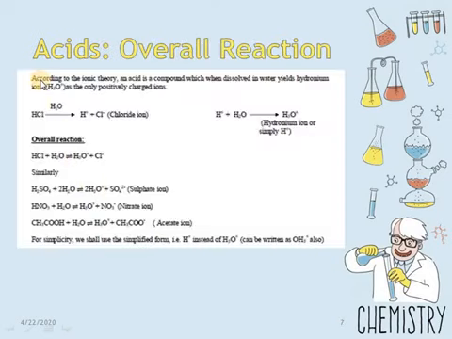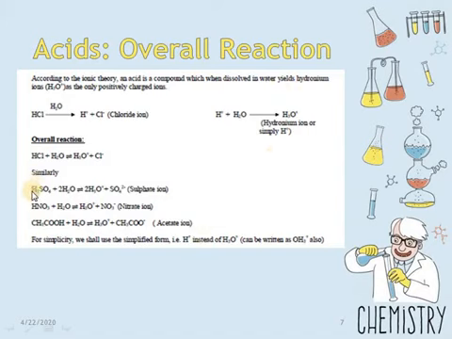According to the ionic theory, an acid is a compound which when dissolved in water yields hydronium ions, that is H3O+, as the only positively charged ions. You can see the reactions over here. HCl plus H2O gives ultimately H3O+ plus Cl-. How does it happen? First H+ and Cl- are formed. Then H+ reacts with water to give hydronium ion. This you had seen in the bonding chapter also.